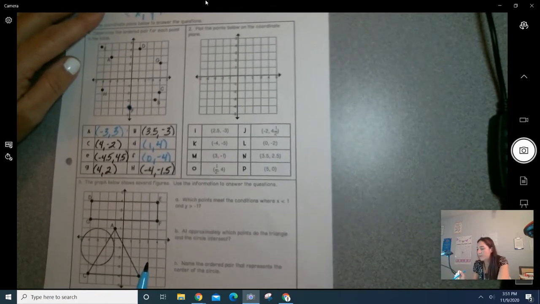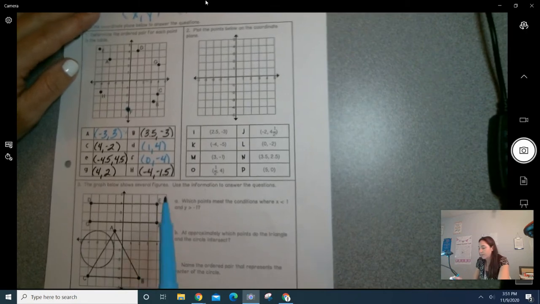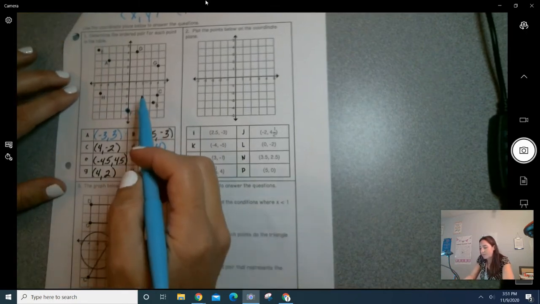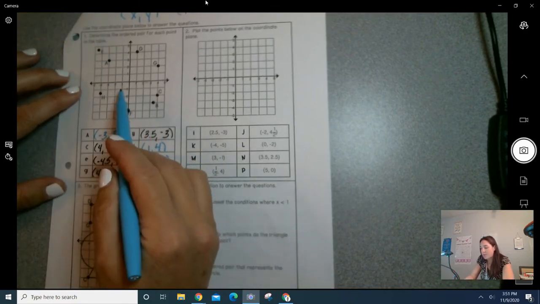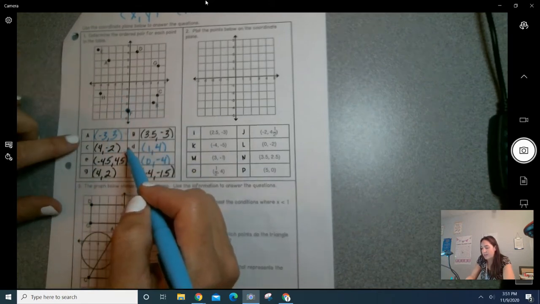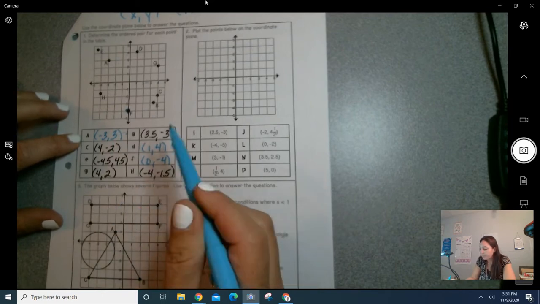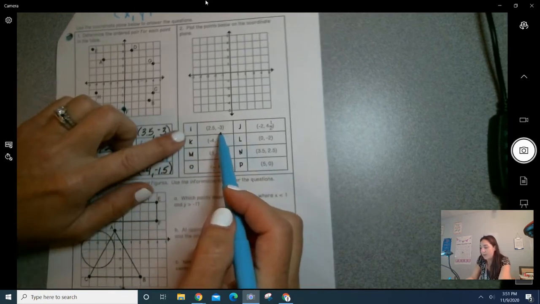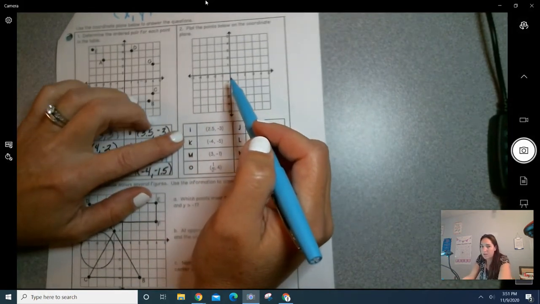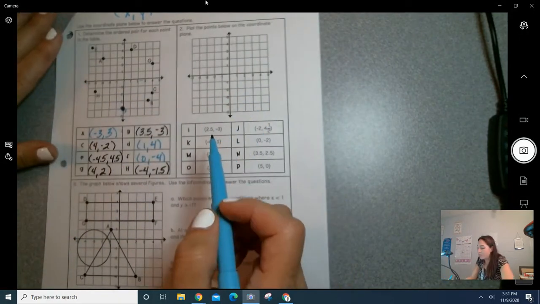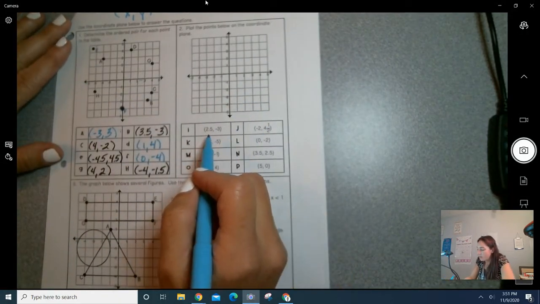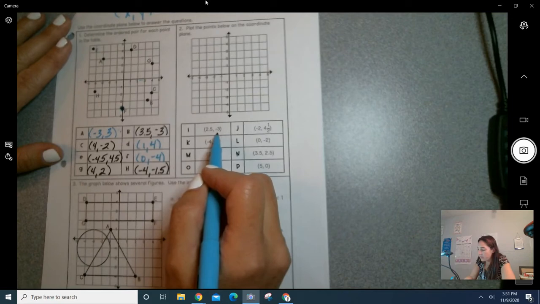Number 2 says plot the points below on the coordinate plane. So we've done the backwards where it gives us a point, and we need to decide what that coordinate ordered pair is. Now it's giving us the ordered pair, and we have to put the point on the plane. So for I, the ordered pair is 2.5, -3.